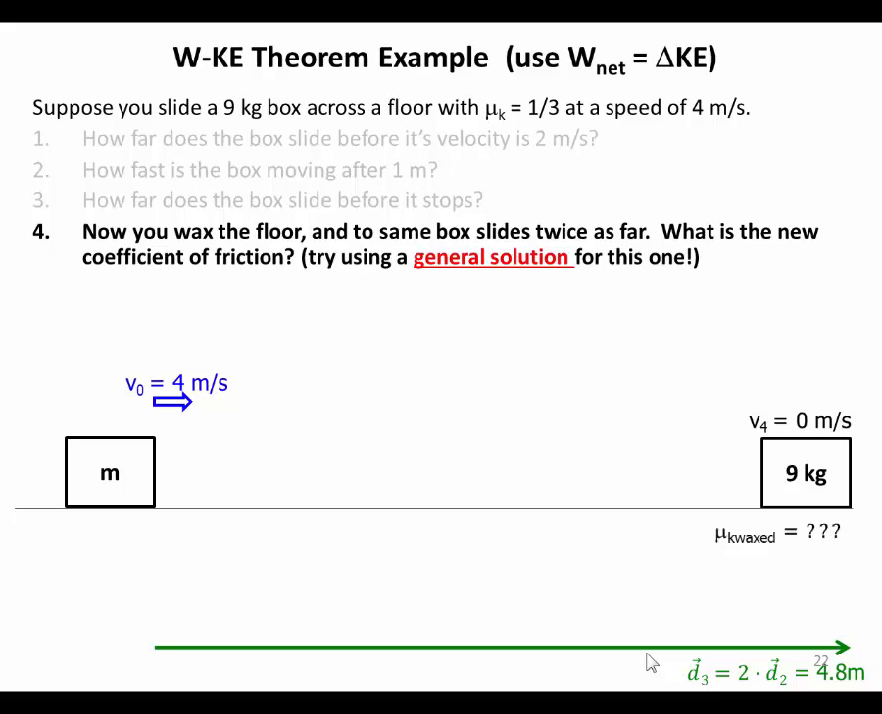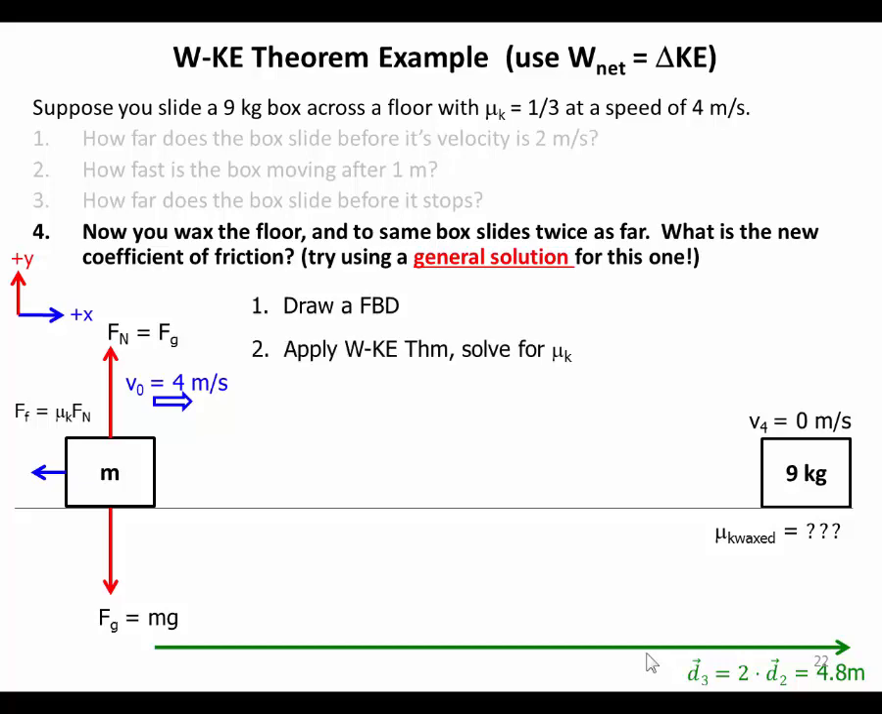Our goal is to find the coefficient of kinetic friction for the waxed floor. And we're going to start just like before. Let's draw a free body diagram. Same free body diagram. This time there are no values. We'll wait till the end to plug in numbers. We've got our free body diagram. Let's apply the equation that relates to the situation.